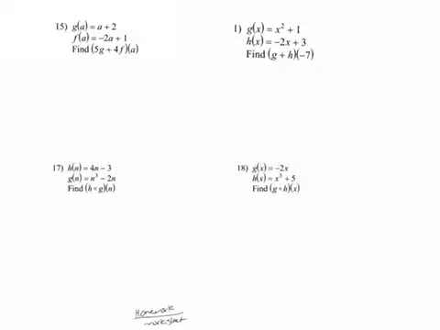Alright, now, number 15 is not too much crazier, because notice it just says the g function plus the f function, except I'm going to say 5 times the g function plus 4 times the f function. So this right here is there. So I'm going to say 5 times the g function, a plus 2, plus 4 times the f function, negative 2a plus 1.